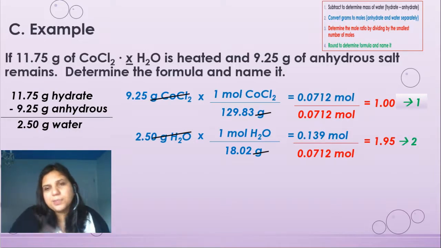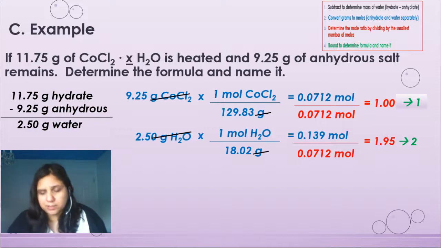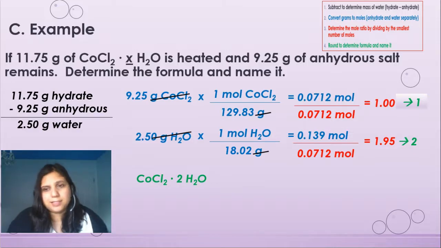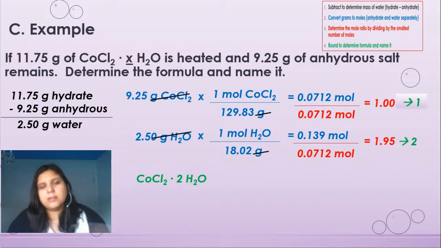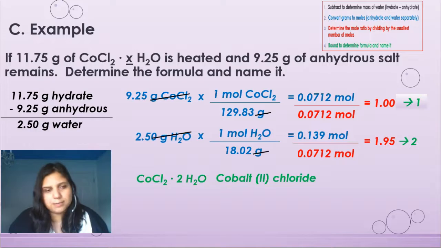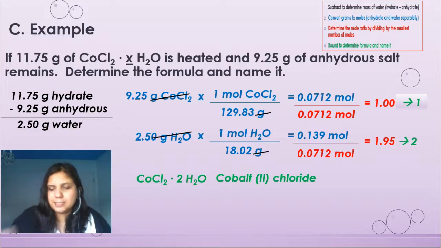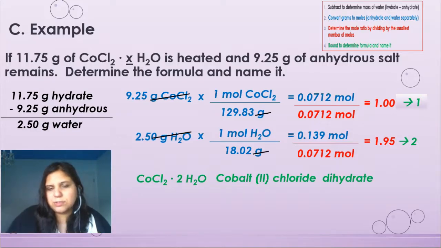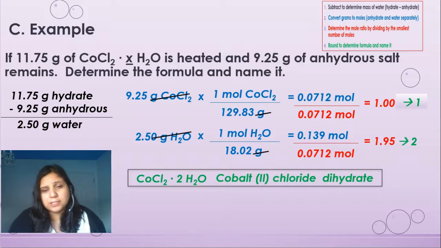So that tells me how many cobalt chlorides and how many waters. So 1 cobalt chloride and 2 waters. Okay, that's its formula: cobalt chloride plus 2 waters. And we're going to name it. It's cobalt 2 chloride. And how many waters is 2? So the prefix is di, dihydrate. And so my final answer here is all of this, the formula and its name.